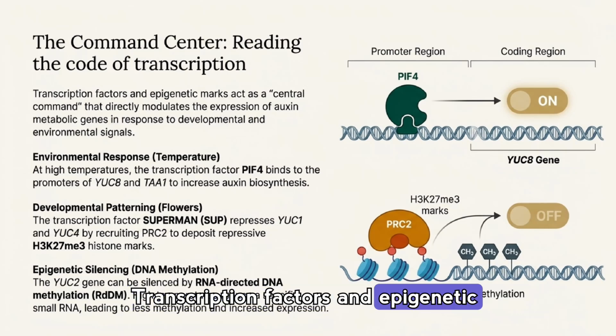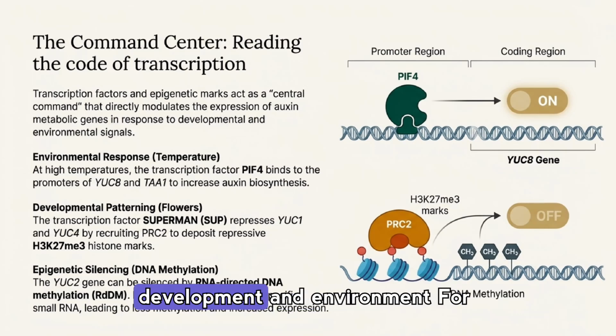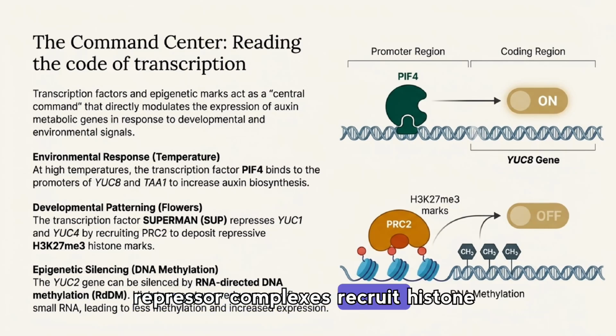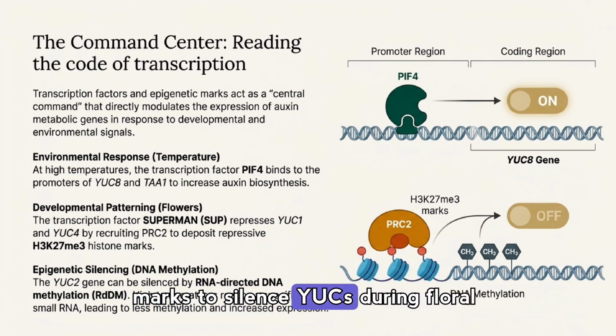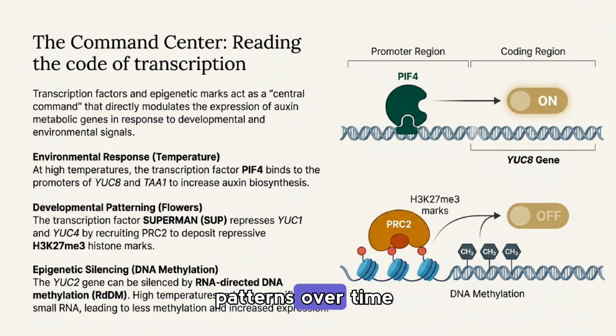Transcription factors and epigenetic mechanisms act as a command center, directly tuning auxin metabolic genes in response to development and environment. For example, heat-activated factors can upregulate YUC and TAA genes, repressor complexes recruit histone marks to silence YUCs during floral patterning, and DNA methylation pathways can stably silence specific biosynthetic loci, shaping expression patterns over time.